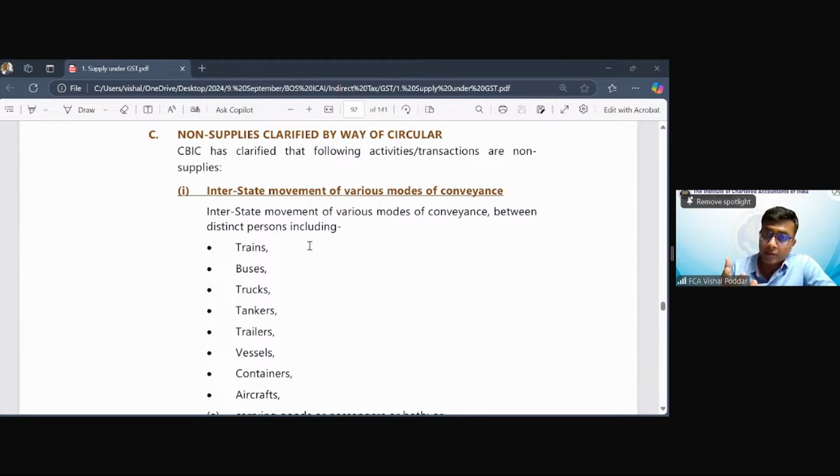See the weirdness. So tonight, my bus travels from Mumbai to Ahmedabad. It reaches Ahmedabad the other day morning. It is supply of bus by Mumbai to Ahmedabad. Now tomorrow evening, the bus will come back from Ahmedabad to Mumbai. It will again be a supply by the Ahmedabad branch to the Mumbai branch of the entire bus. Just imagine the weirdness of how people interpreted Schedule 1.